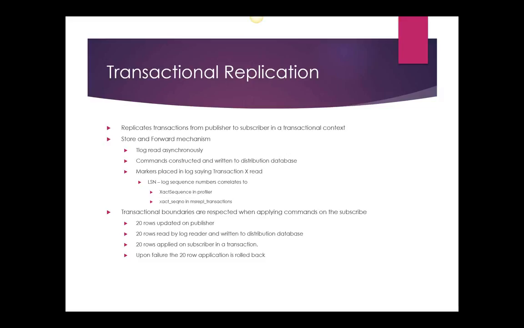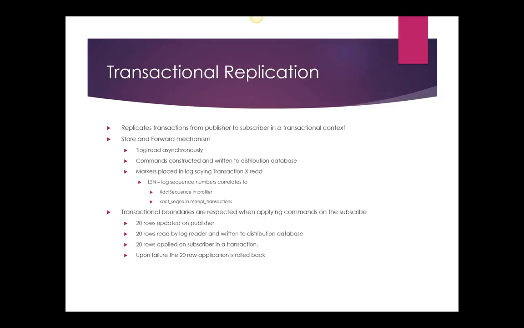And it counts: did this row go in? Was this row inserted? Was this row updated? If one row was affected, it knows that row made it, and I have at least that row on my subscriber. Then it counts the number of rows in the transaction, and it sees, aha, 20 rows on the publisher, 20 rows on the subscriber. We're good. This transaction was successfully replicated. Let's move on to the next transaction.